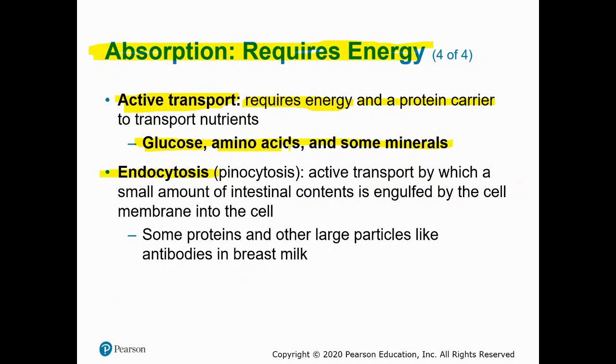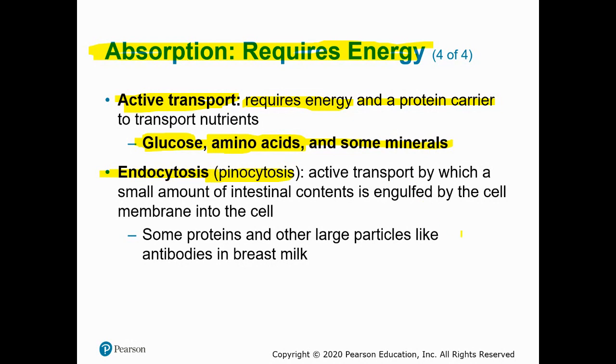Glucose and amino acids are two of the most critical, though all nutrients are critical to the body, right? But glucose is the basic unit of carbohydrate. This is like our fuel. And then amino acids are the basic units of protein. So we need the amino acids to build new proteins in our bodies. And then lastly, we have endocytosis and pinocytosis.